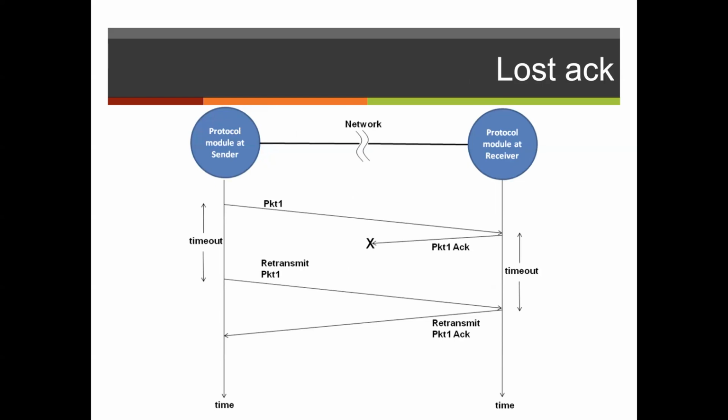Now, as we mentioned, not only can we have a lost packet, but we can also have a lost acknowledgement. And so in this case, if the sender transmits packet 1, it will wait for the acknowledgement. There is no acknowledgement received, so the sender attempts to retransmit packet 1, and the receiver will recognize that it has received the same packet again, and so it will retransmit its acknowledgement confirming that the packet was received.